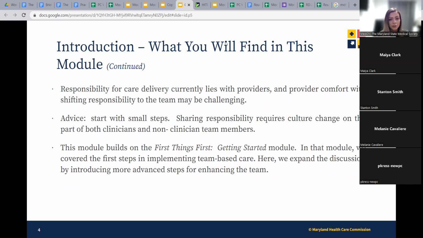Responsibility for care delivery currently lies with providers, and a provider's comfort with shifting responsibility may be challenging. Advice is to start small. This module builds on the First Things First Getting Started module, that first one that we reviewed in the program, where we covered first steps of implementing team-based care. In this module, we will review more advanced steps for enhancing the team.